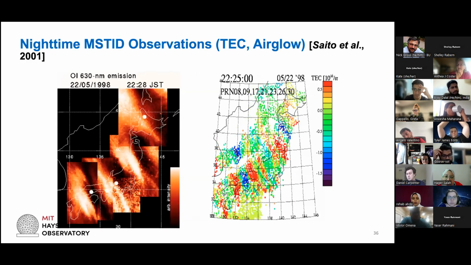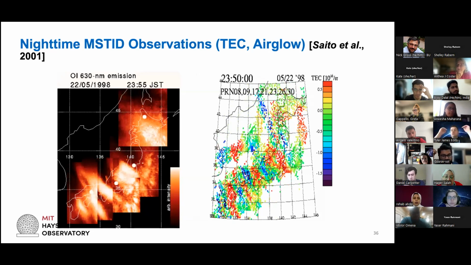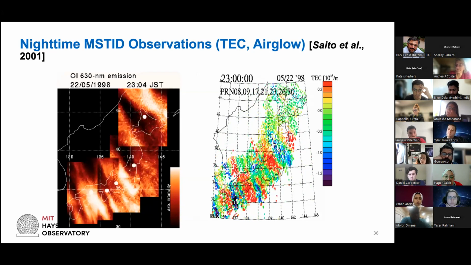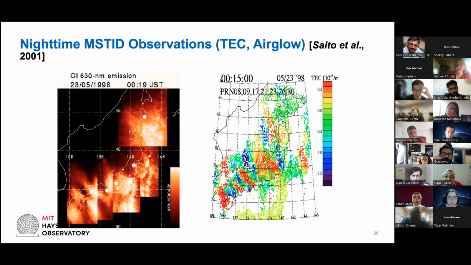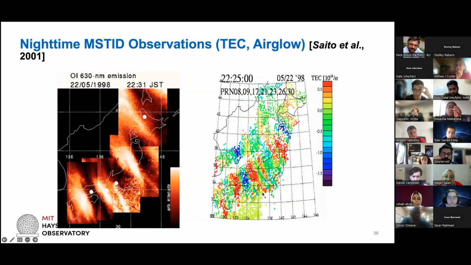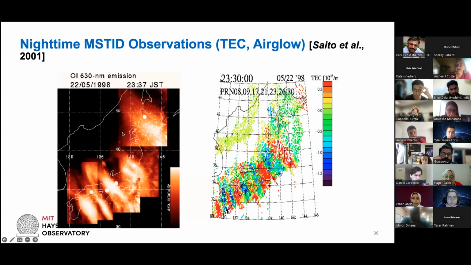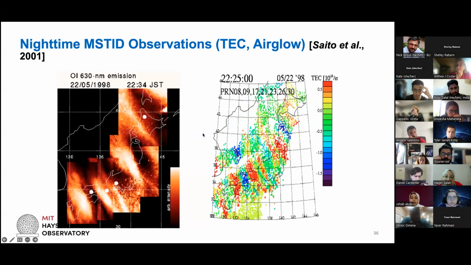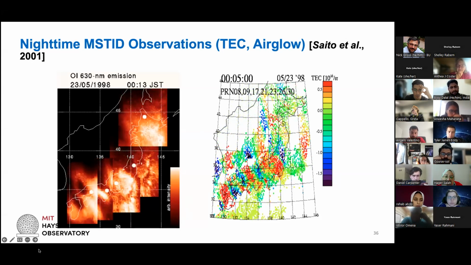Okay. This is an example. Again, I'm showing you some highlights of GPS results, but here you can see TIDs. These are medium scale TIDs, and you can see the same ones in the airglow emission. This is an older paper.